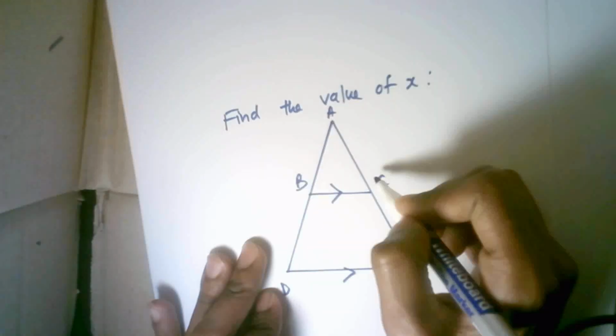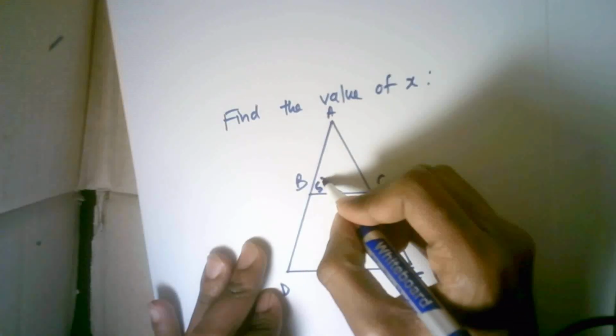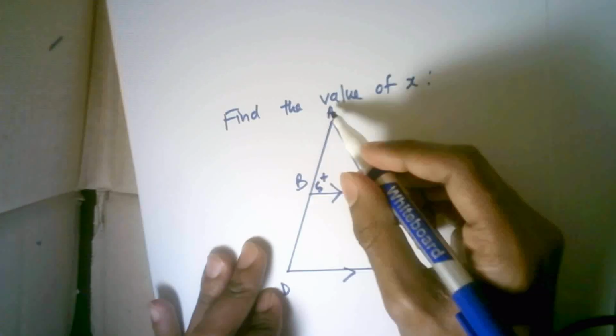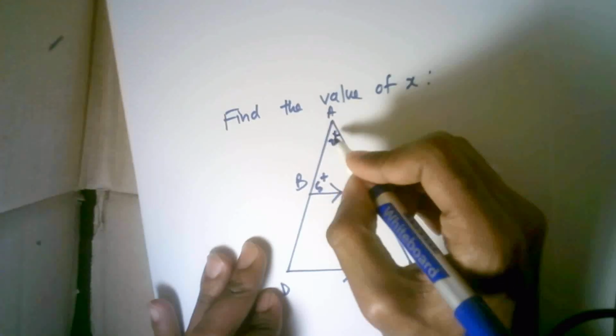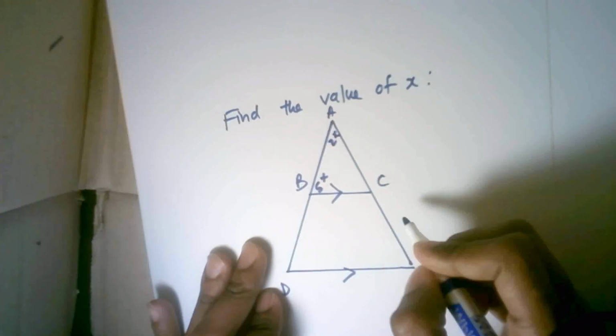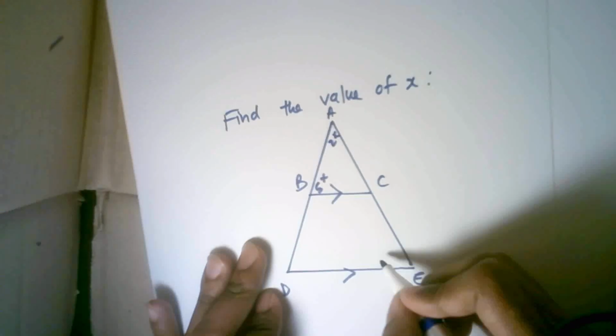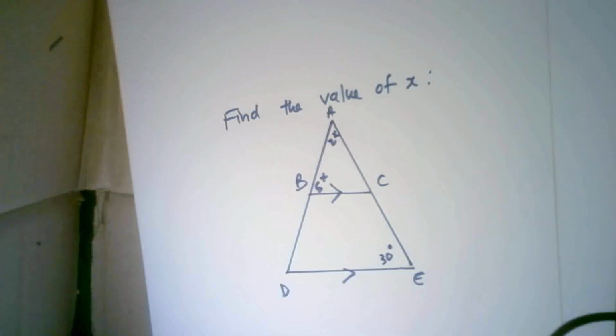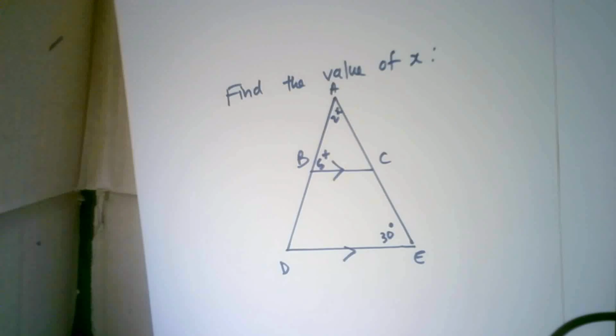This angle ABC is 5x, and this angle on the top, which is BAC, is 2x. And I'm also given this angle, which is E, angle AED, which let's say is 30 degrees. And I'm required to solve for x. So this is a very fun question, right? It's fun because there's more than one way you can actually solve it.